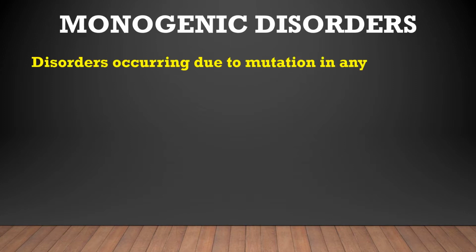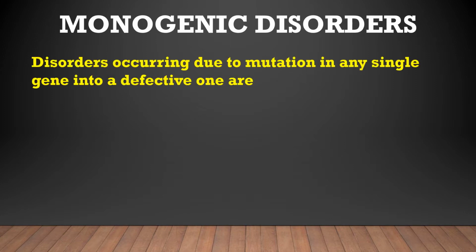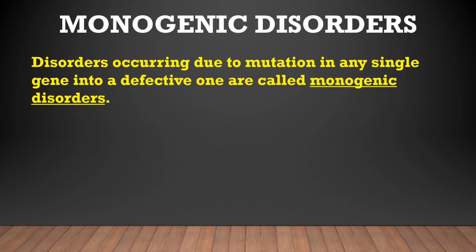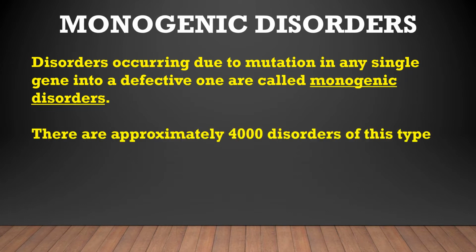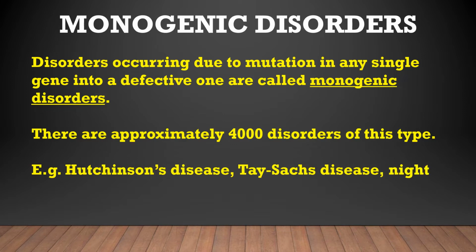What are monogenic disorders? They are disorders occurring due to mutation in any single gene, and this mutation makes the gene a defective one. One single gene causes this problem, and therefore these disorders or diseases are called monogenic disorders. There are approximately 4,000 disorders of this type. For example, we have Hutchinson's disease, Tay-Sachs disease, night blindness, etc.